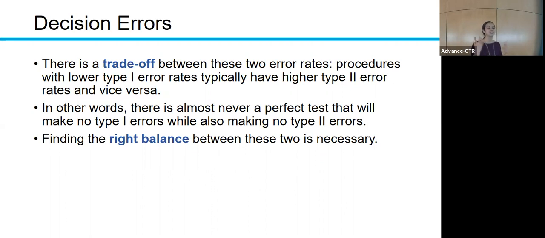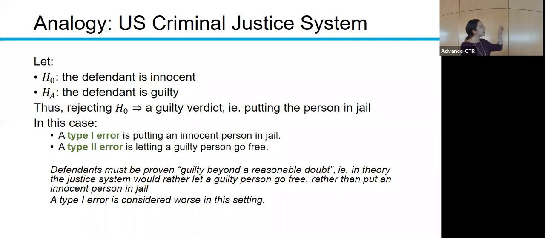And what makes this a little complicated, I think, is that the right balance really depends on the application. So in some cases, making a type 1 error is going to be horrible, and in other cases, making a type 2 error is going to be considered worse. So determining where you want to set that trade-off is really, really important. And I think that understanding how the right balance might change from one application to the next is highlighted in this US criminal justice system analogy.